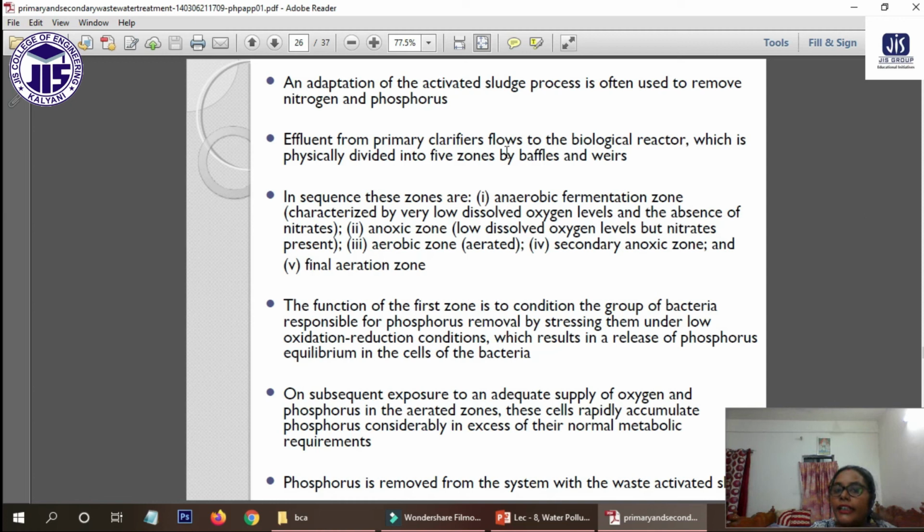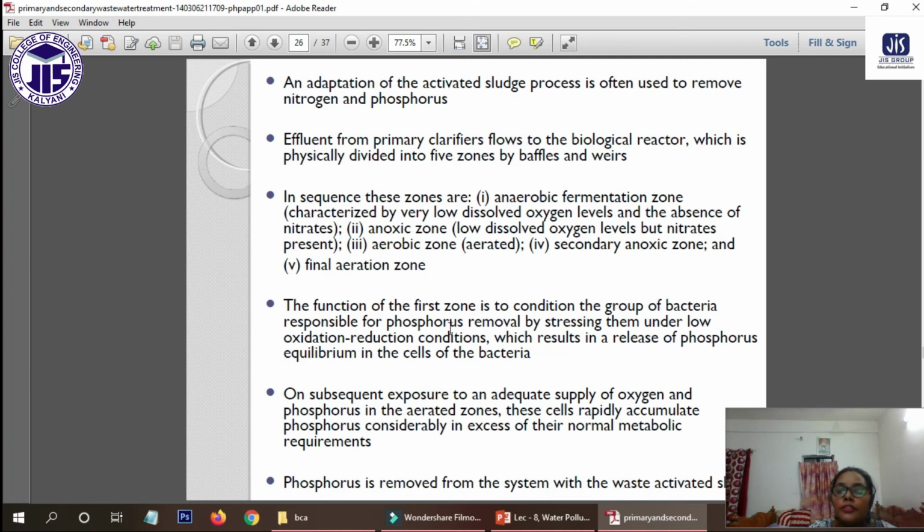Effluent from the primary clarifiers goes to the biological reactor, which is physically divided into 5 zones by baffles and weirs. In sequence, these zones are the anaerobic fermentation zone, characterized by very low dissolved oxygen level and the absence of nitrates; the anoxic zone, with low dissolved oxygen level but nitrates present; the aerobic zone; the secondary anoxic zone; and finally the final aerobic zone.